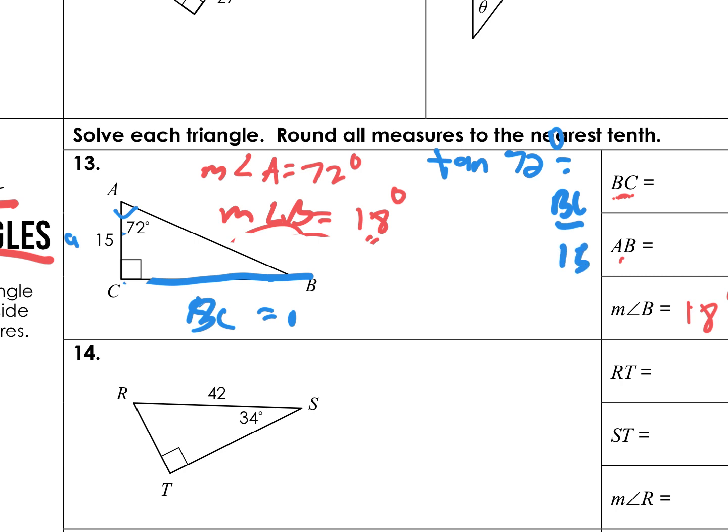So I'm looking for BC. Since this is a variable on the top, I'll multiply both sides by 15. Right? So therefore, BC is 15 times the tangent of 72 degrees. Pick up your calculator. Type in 15 tangent of 72 degrees, and what do we get?